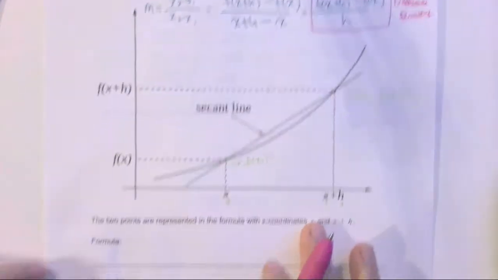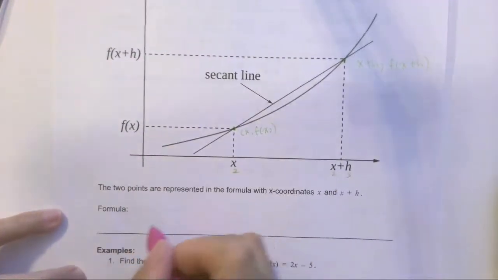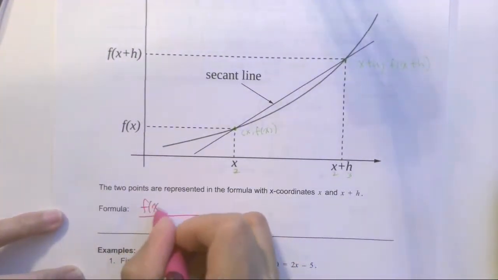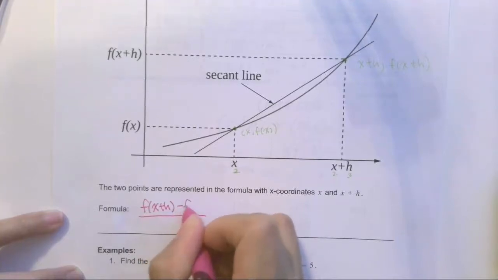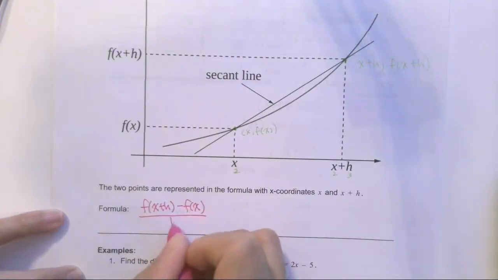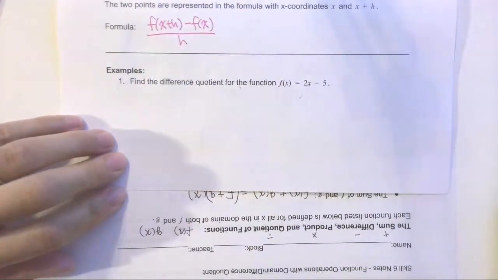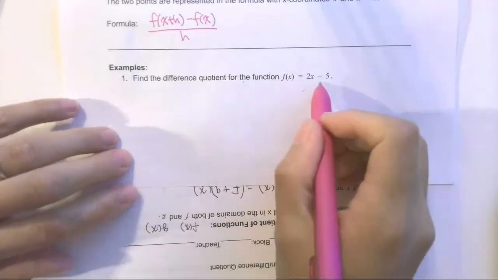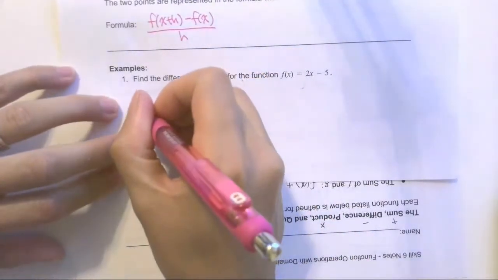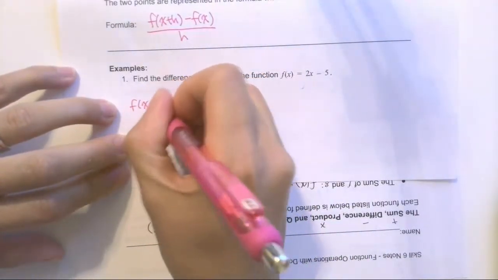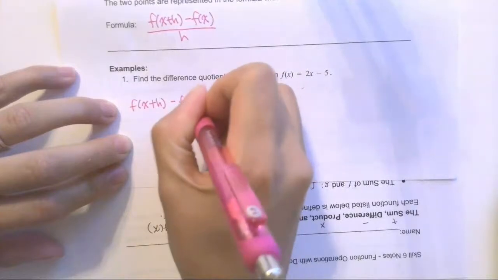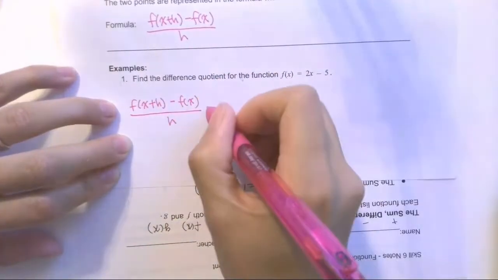Okay? So that formula, let's write it one more time. How do you find it? f of x plus h minus f of x over h. So let's look at the example. Find the difference quotient for the function f of x equals 2x minus 5. So how do you do it? Well, we're going to do f of x plus h minus f of x over h. Are you good so far?